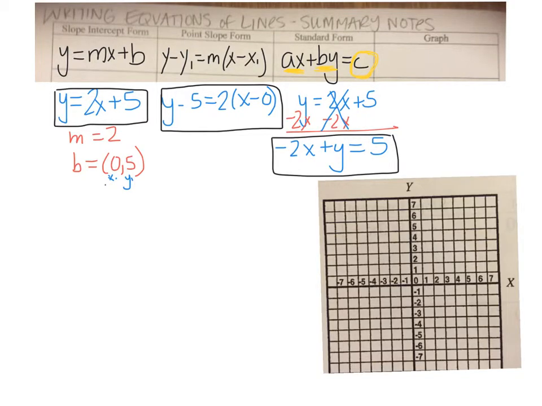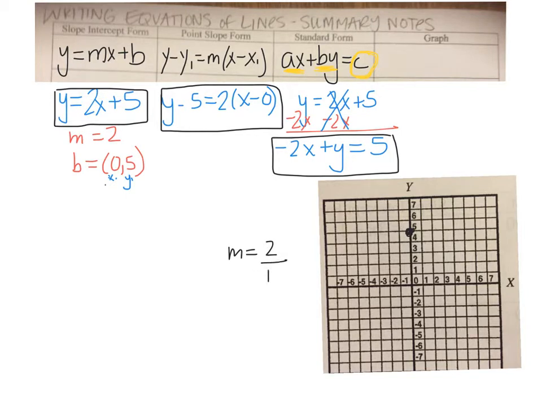Now in order to graph, we can really use any number of ways to graph. My favorite way to graph is using slope-intercept form. So where do we begin, and then how do we move? They're saying that I should begin at (0, 5). So (0, 5) is right here at this point. And if I'm going to move with the slope of 2, I'm going to go ahead and make that into a fraction so I can see the rise or fall over the run.